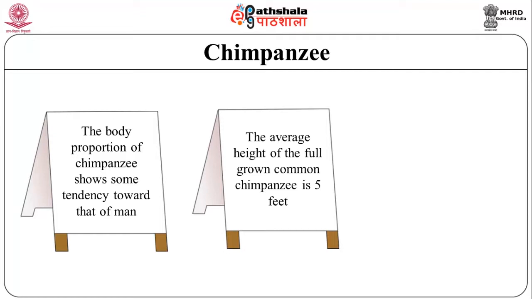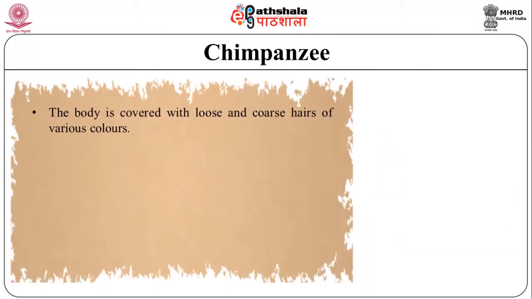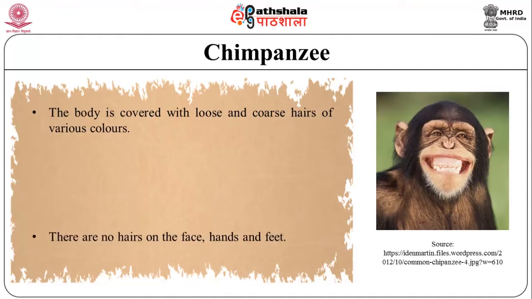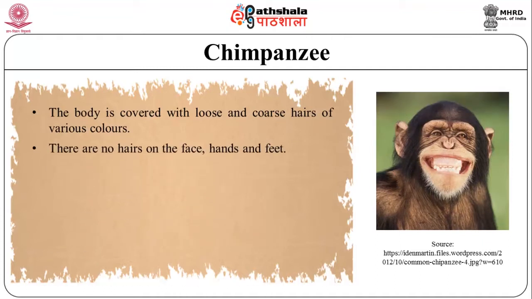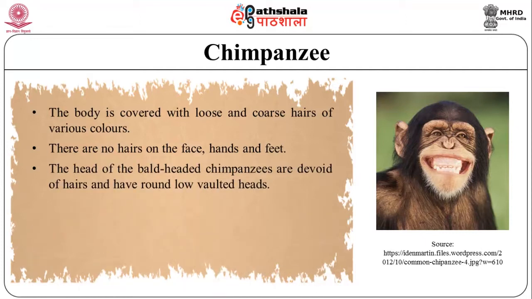The average height of the full-grown common chimpanzee is 5 feet. The weights of the adult male and female are 110 and 88 pounds respectively. The body is covered with loose and coarse hairs of various colors. There are no hairs on the face, hands, and feet. The head of the bald-headed chimpanzees is devoid of hairs.